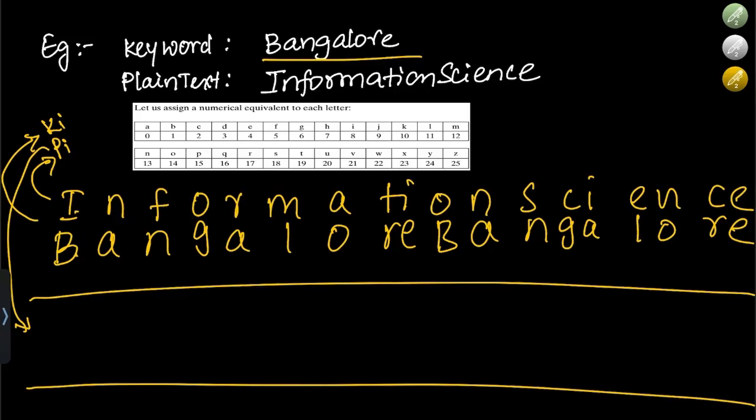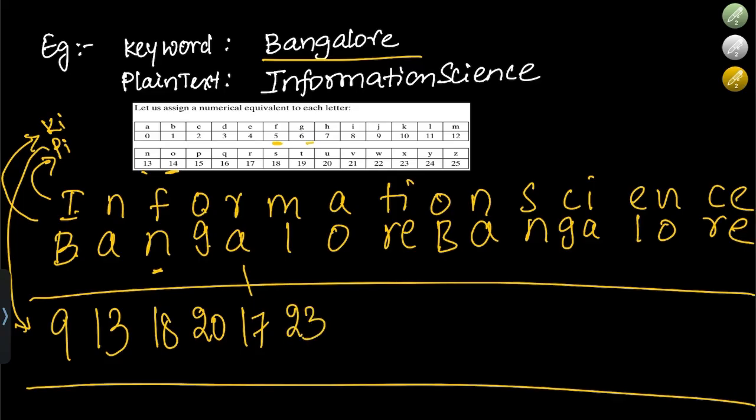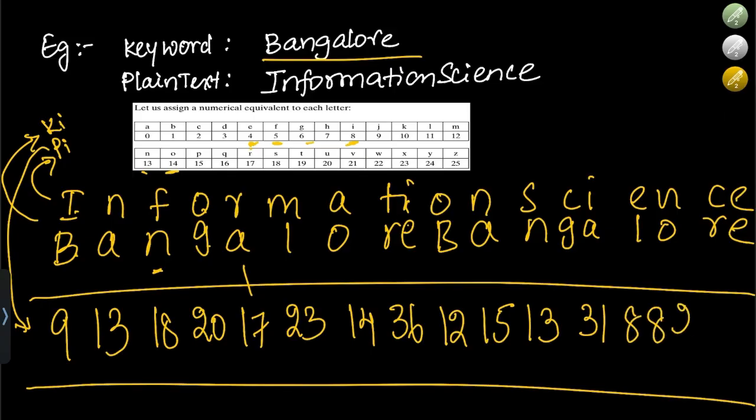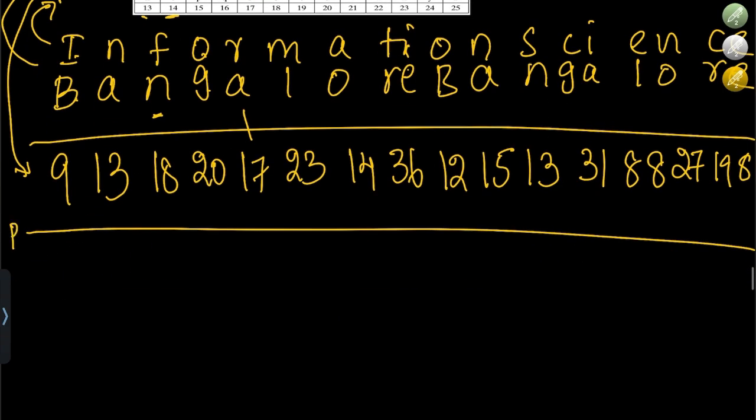So I and B: for I it is 8 and for B it is 1. 8 plus 1 is 9. I'll write down 9 here. Next, N and A. For N it is 13 and A it is 0. So 13. F and N. For F it is 5. For N it is 13. So 18. Next, O and G. O is 14 and G is 6. So 20. R and A. R is 17, A is 0. So 17. M and L. I have 12 plus 11, that is 23. Then A and O. O is 14. And then T and R. For T and R, I have 36. And for I and E, 12 I have. Then for O and B I have 15. Then 13, 31, 8, 8, 27, 19 and 8. So here I have the Pi plus Ki values.